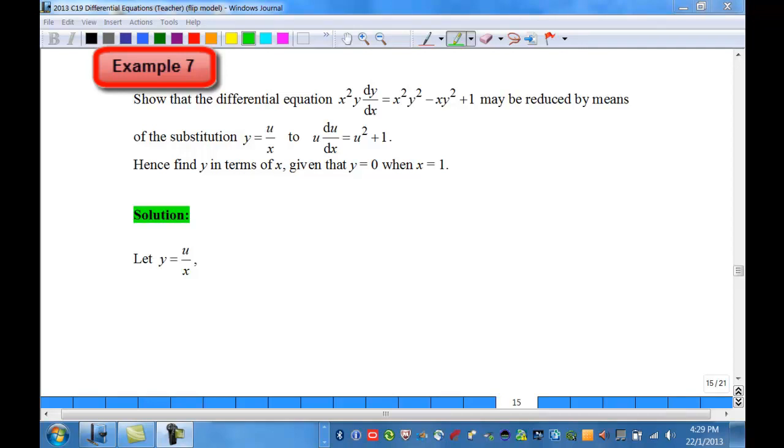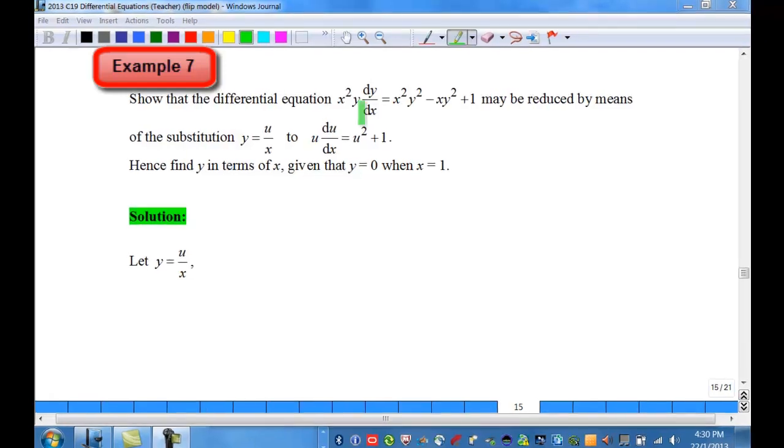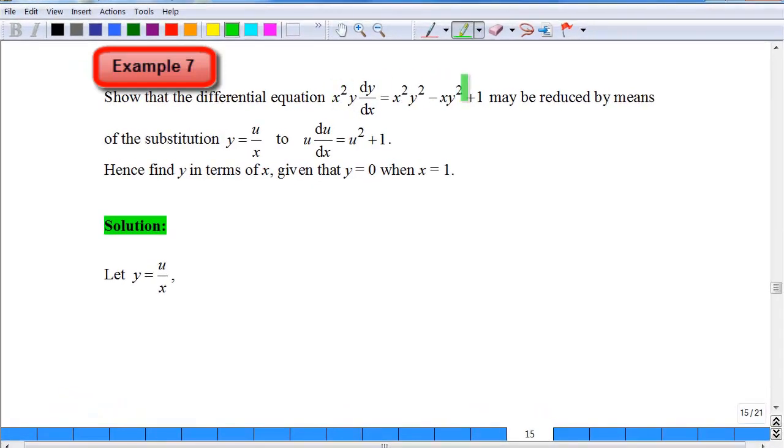Alright, this is another example of using substitution to reduce the DE into a simpler form so that you can actually solve the DE in a much simpler way. In this question, your DE given is this, so it's quite elaborate. If you were given this DE and asked to solve it without using substitution, it's going to be a major problem, because it's very complicated.